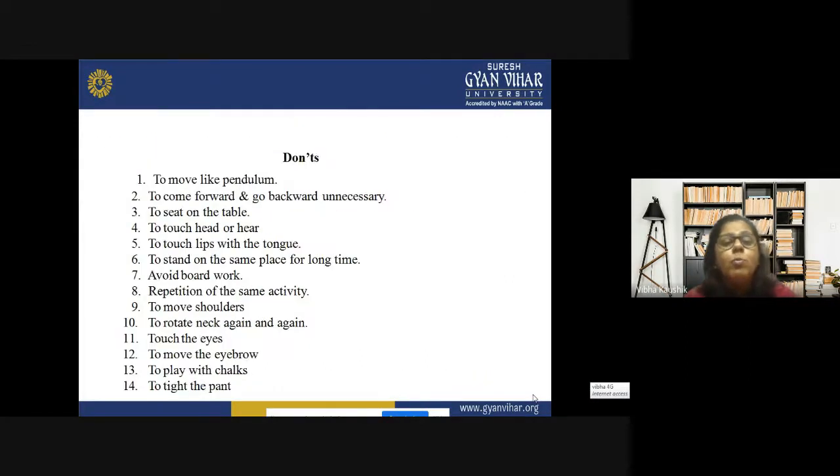Don'ts: avoid moving like a pendulum, coming forward and going backward unnecessarily, sitting on the table, touching head or hair, touching lips with the tongue, standing in the same place for a longer period, board work repetition of the same activity, moving shoulders, rotating the neck again and again, touching the eye, moving the eyebrows, playing with chalk or tightening the pen.